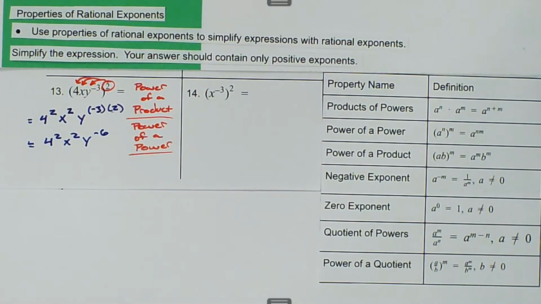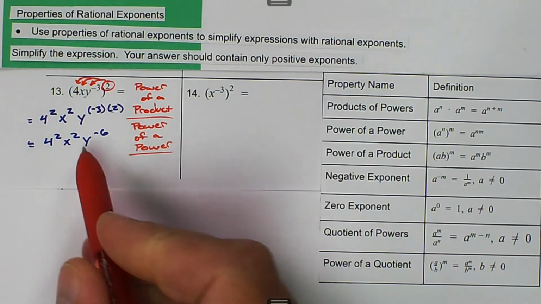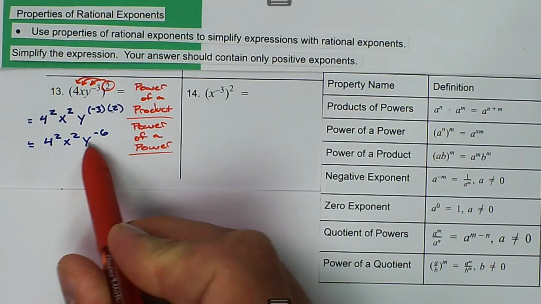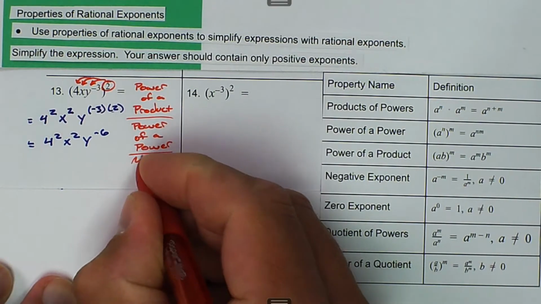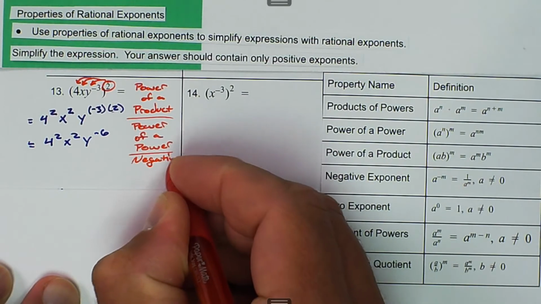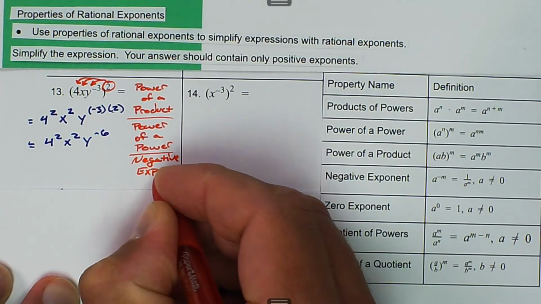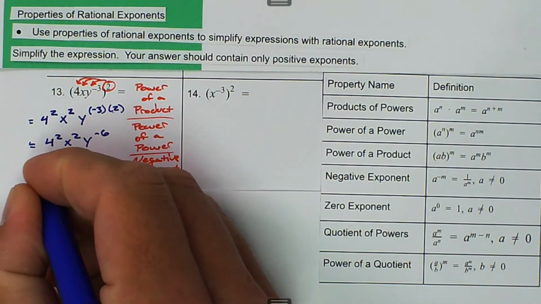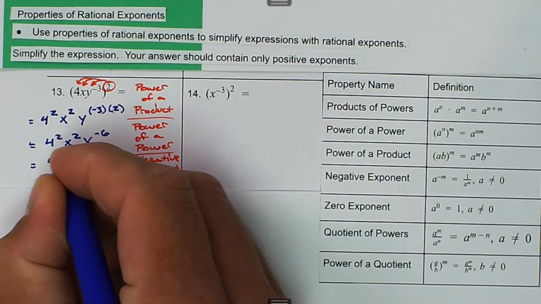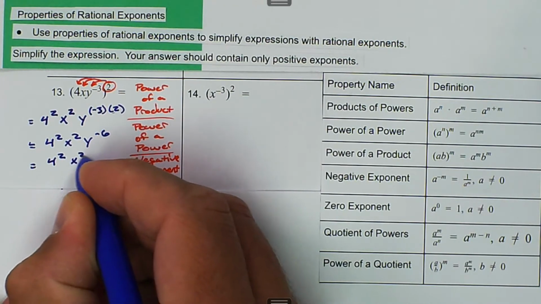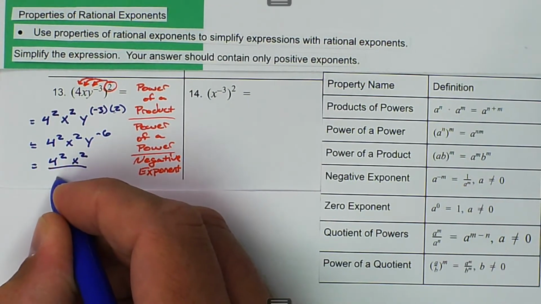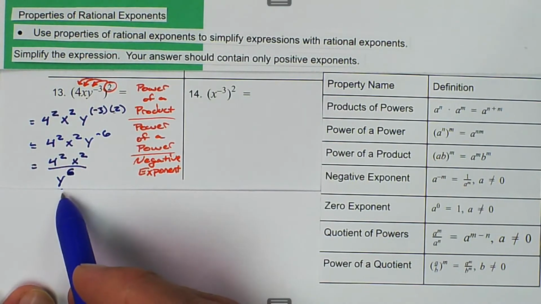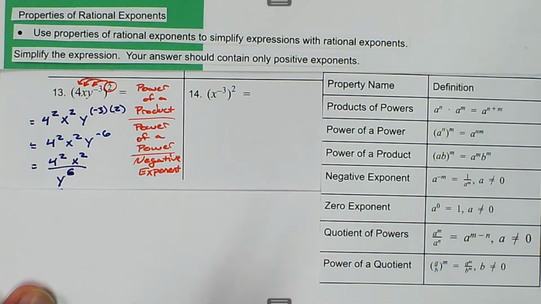And we can do one more step to simplify this further. We can use the negative exponent because we have y to the negative 6th. And so we get the 4 squared stays in the numerator, the x squared stays in the numerator, and then the y to the negative 6 goes in the denominator, but we're going to leave that as positive 6. So we move it to the denominator and make it positive.